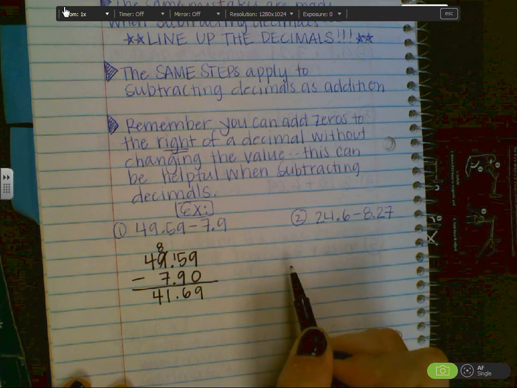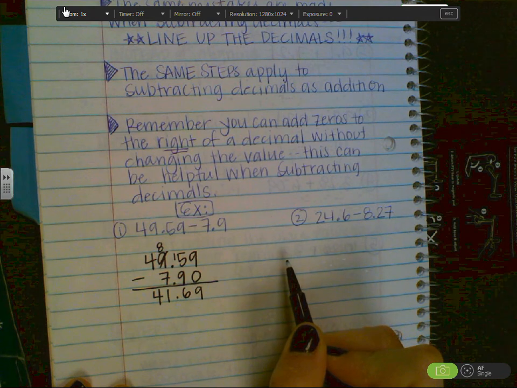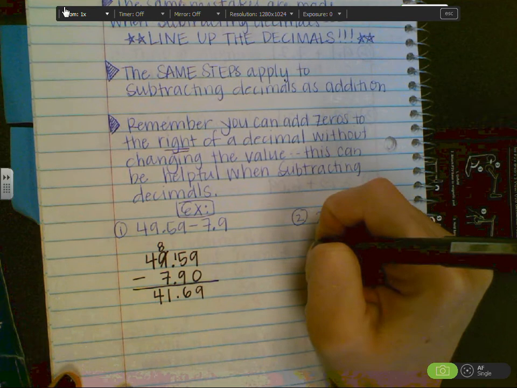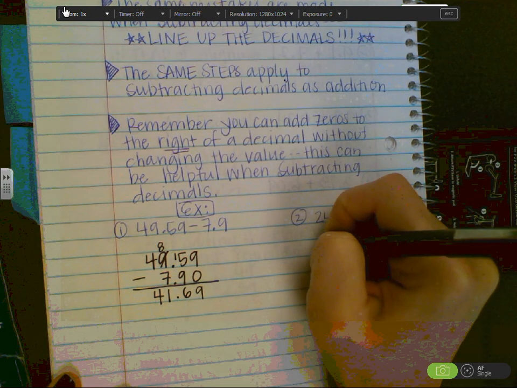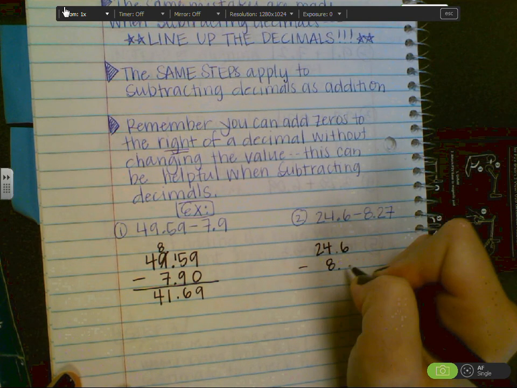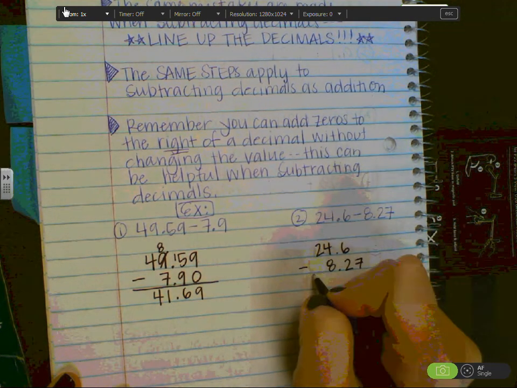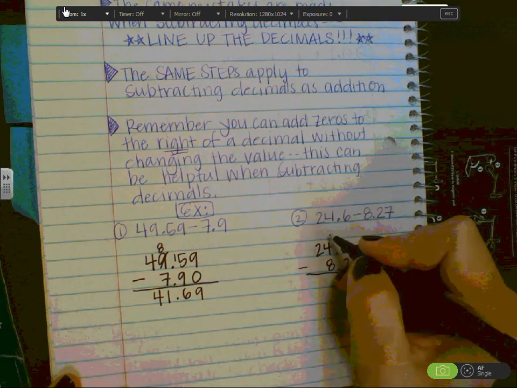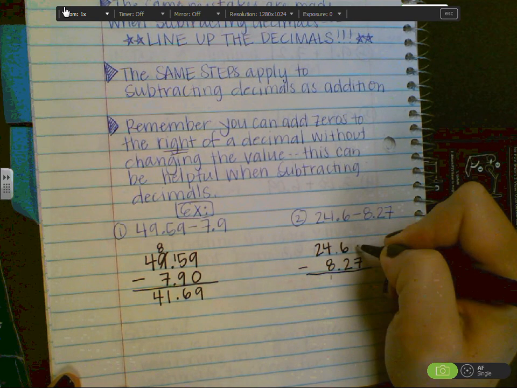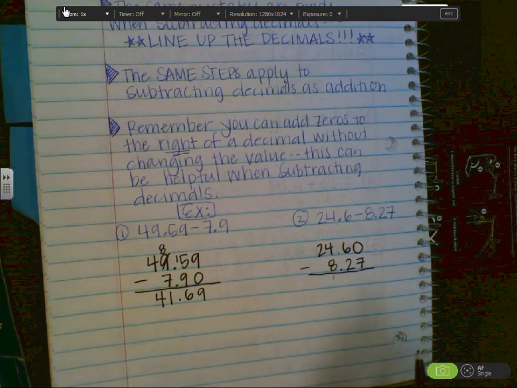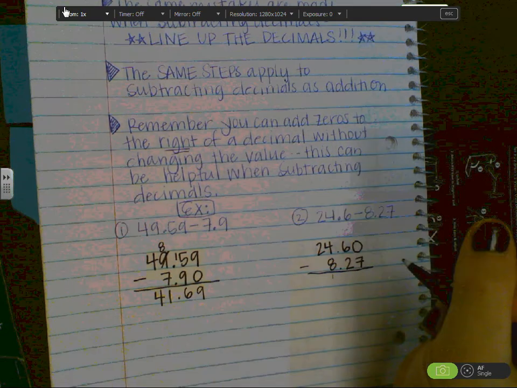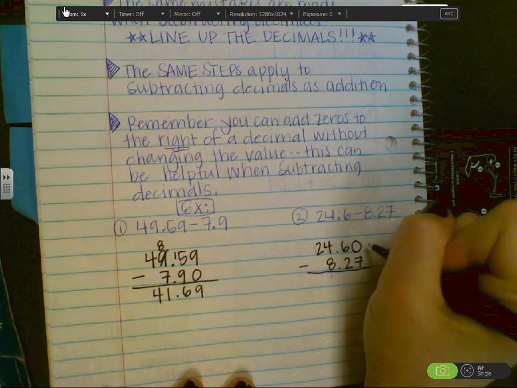Okay? So another example over here. If you want to, you could pause the video and try it on your own and then check it with me. Or you can just do it as I do it. So we're going to have 24 and 6/10 minus 8 and 27/100ths. Notice how all of my place values are nice and lined up. But I don't have anything here. Again, I can add a zero so it looks a little more even, and it's not going to change the value of this number.